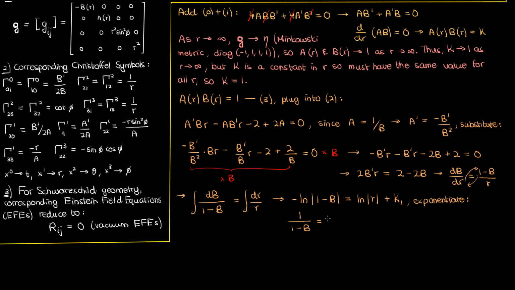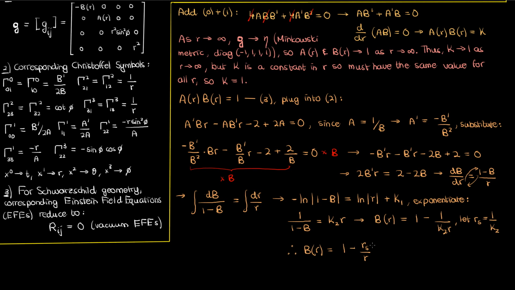On the right, you get the exponential of k1, which is another constant that I'll call k2, times the exponential of ln r, which is just r. So if we do some algebra and isolate the b, we get 1 minus 1 over k2 times r. Now 1 over k2 can be another constant, which I'll call r sub s, so I have 1 minus rs over r as the solution for b of r.